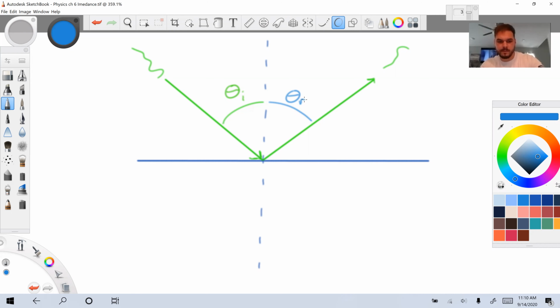So my incident angle, reflected angle. If you think about this, guys, if I'm going to use a laser beam on a mirror, it's the same thing. These guys are always going to equal each other. Theta I equals theta R. So both these angles are the same: 35 and 35, 40 and 40, 20 and 20. They're always going to be the same.